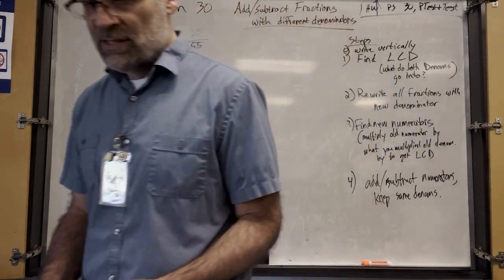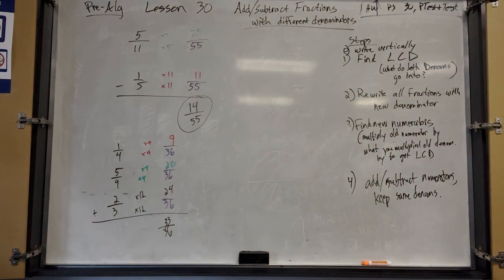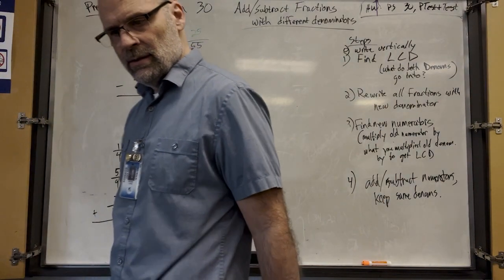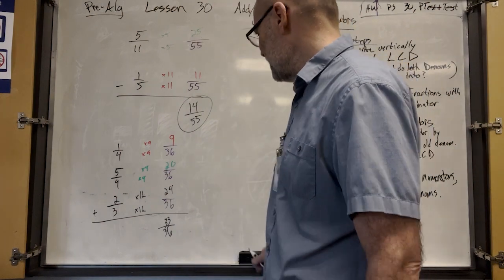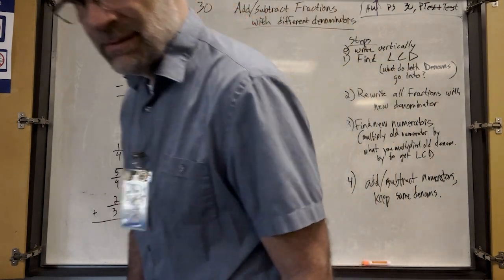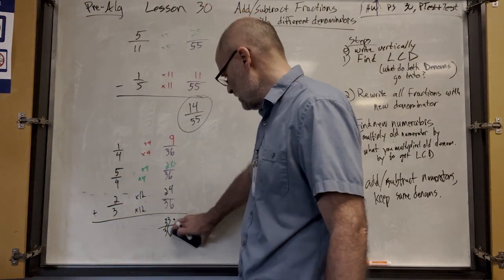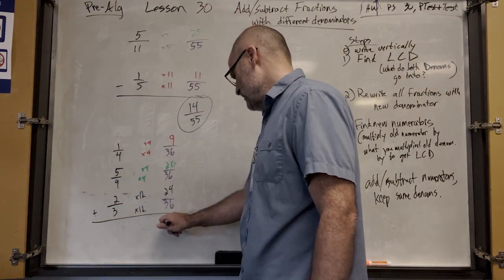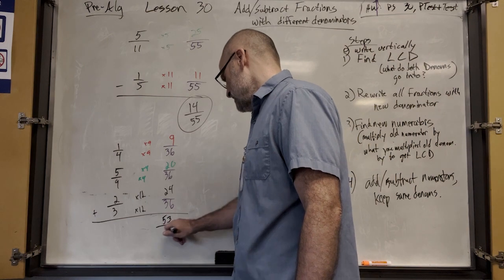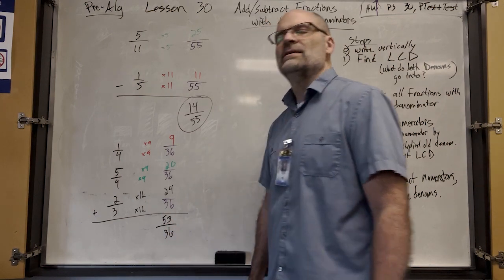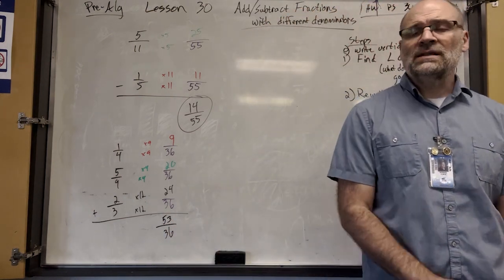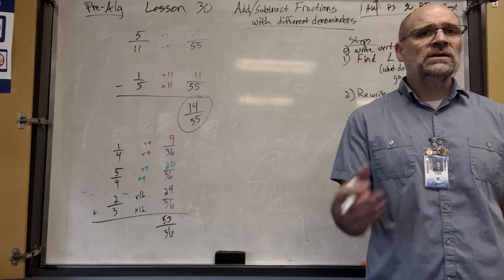And then you could reduce that. Do you know what goes into both 33 and 36? 3. You can take a 3 out. Did I not do this right? I didn't. That's 53/36. Oh, I really thought I got it wrong there. 53/36. And you can leave it like that. There's nothing that goes into both 53 and 36, or you could change it to a mixed number.